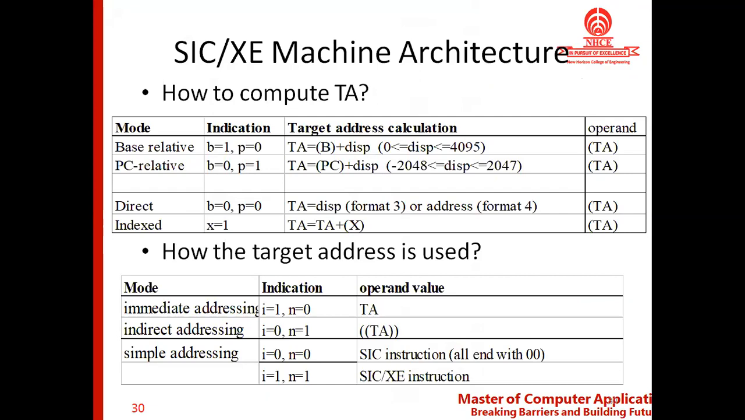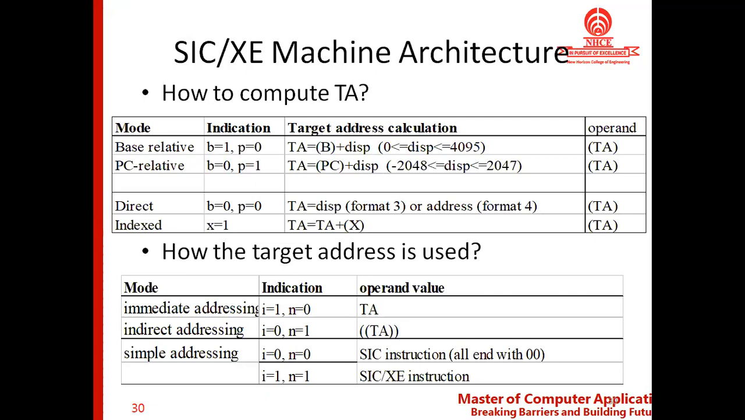So how do we calculate the TA? As we already know how we calculated TA in direct and indexed addressing, in the same way in SIC/XE we follow the same formulas used in the SIC machine: base relative, program counter, direct, and indexed. Base relative TA will be base plus displacement. Program counter TA will be PC plus displacement. If it is direct addressing, TA is equal to the displacement, which is in format 3, or the address, which is in format 4. Indexed means TA is equal to TA plus X.